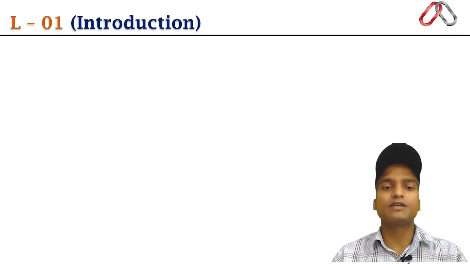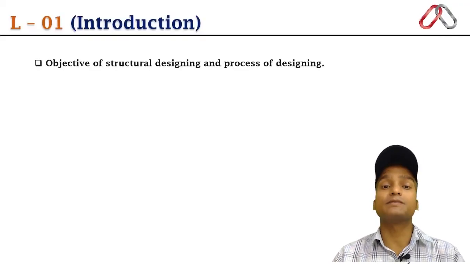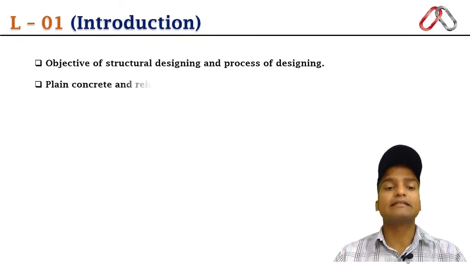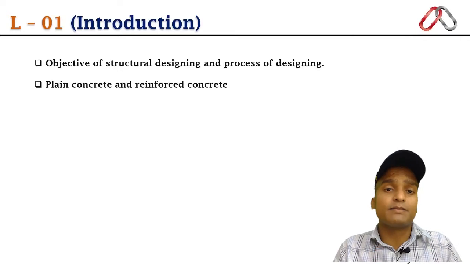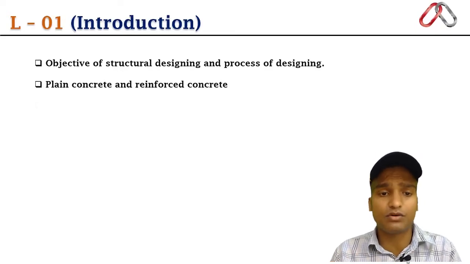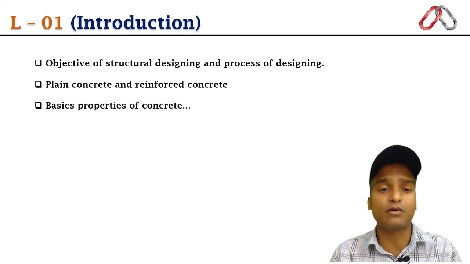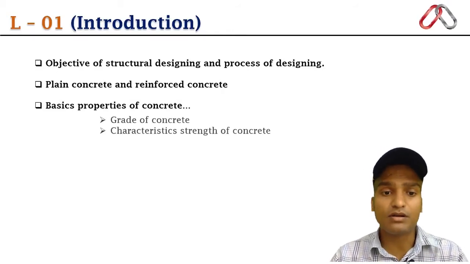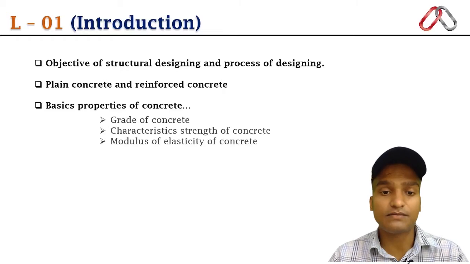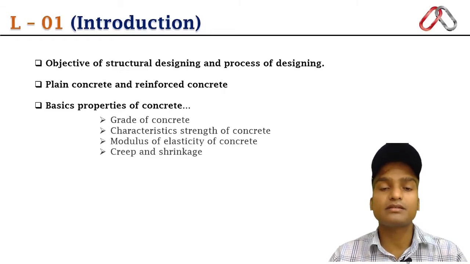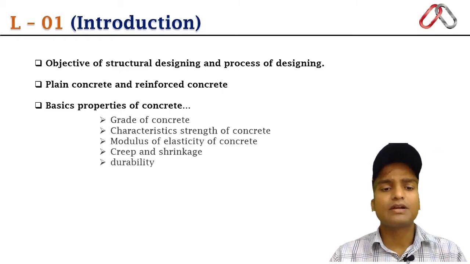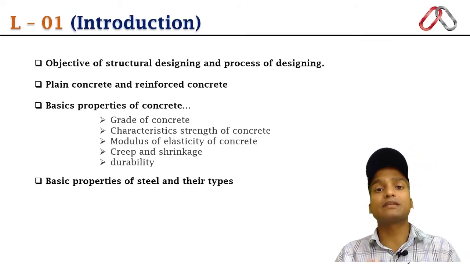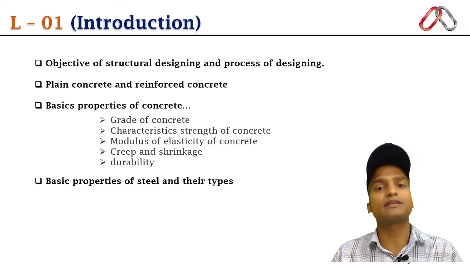So first of all, we are going to understand the objective of structural designing and the process of designing, and then the difference between plain concrete and reinforced concrete. Then the basic properties of concrete like grade of concrete, characteristic strength of concrete, modulus of elasticity of concrete, creep, shrinkage, and durability. After understanding the basic properties of concrete, we will understand the basic properties of steel and their types.